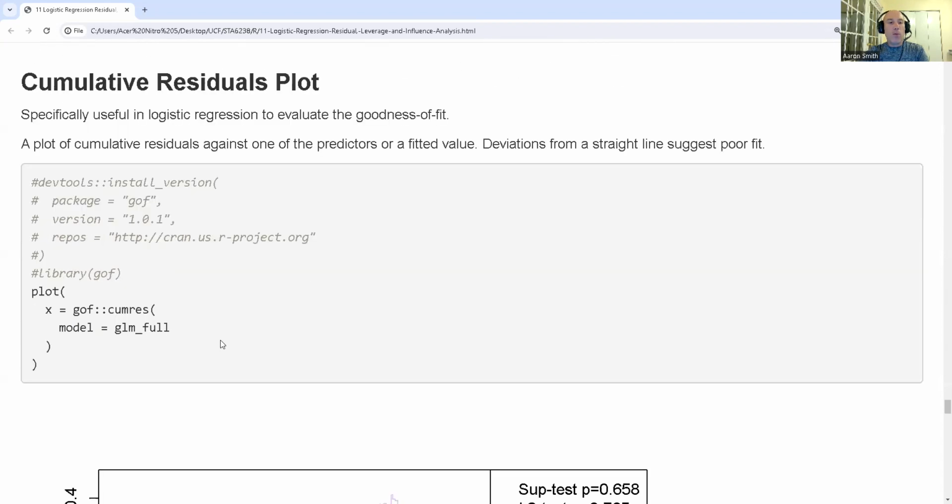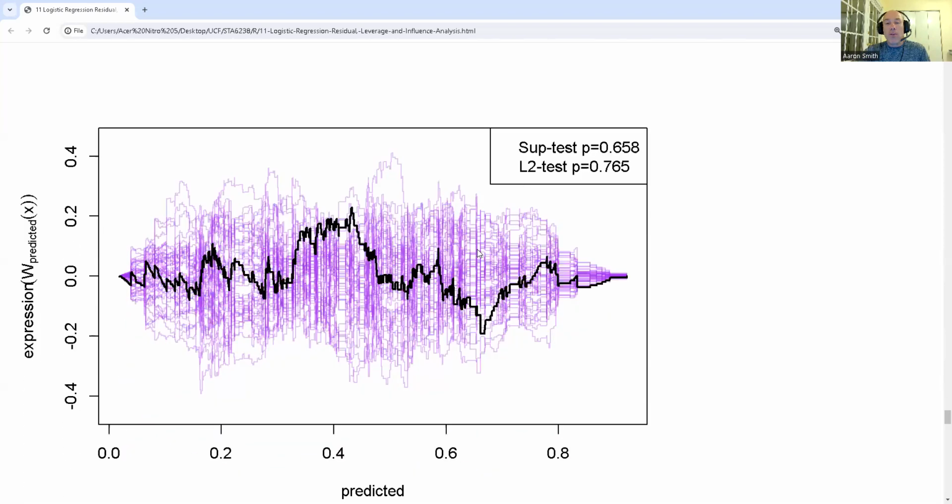Now cumulative residual plots. Here we're going to look at the goodness of fit using the cumulative residual plots. We're going to look at one of the predictor variables or the fitted values on the horizontal axis. Deviation from a horizontal straight line indicates a poor fit. Now, when do you actually say that this isn't good enough? I don't know. The ideal plot would be the black line perfectly horizontal.